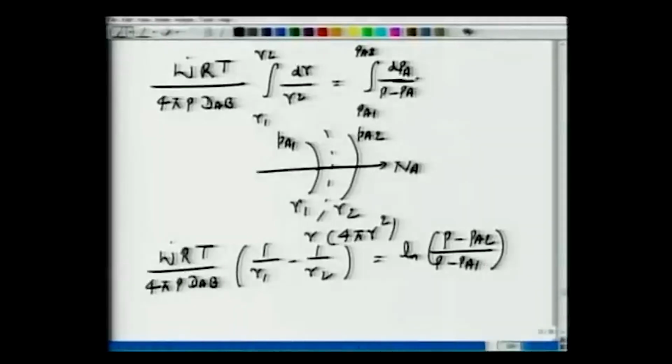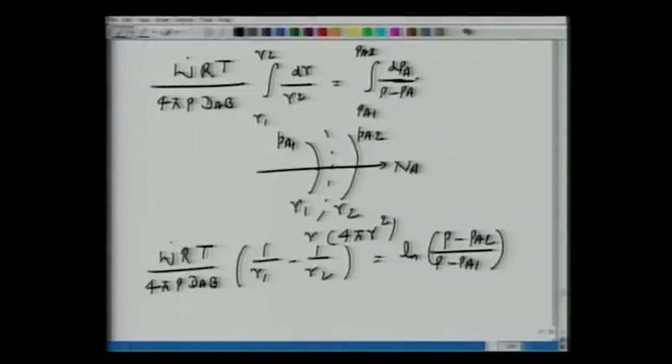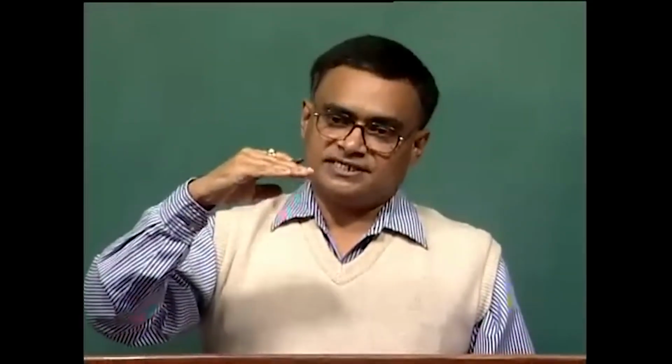This is an example of diffusion of A in a stagnant B in spherical coordinates. It's very similar to a naphthalene ball: we have a sphere, and this sphere evaporates in stagnant air. If you compare this with what we had earlier, a tube filled with acetone where acetone evaporates, in that case the diffusion area is constant. In the case of a naphthalene ball, when naphthalene vapor diffuses in air, the area changes from 4 pi r1 square to 4 pi r2 square.